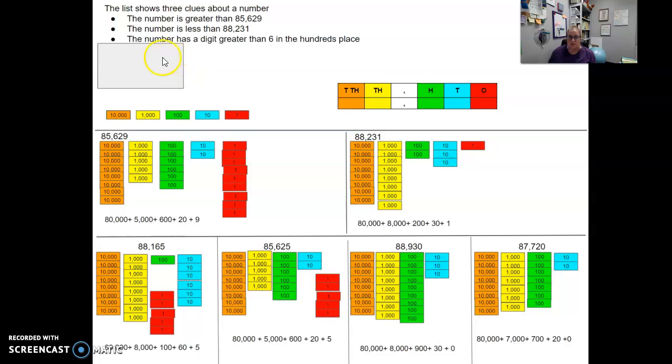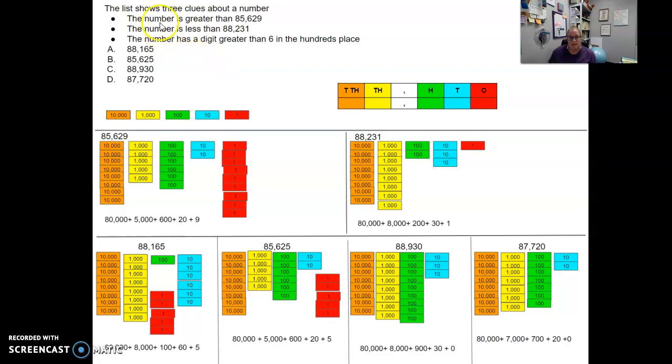Now we're going to actually look at our answer choices, but let's go ahead and look at this question one more time. It says the list shows 3 clues about a number. The number is greater than 85,629. The number is less than 88,231. The number has a digit greater than 6 in the hundreds place. Even though this is still covered up, I really already see all the answer choices right here because we've modeled them. But I'm still going to go ahead and remove my sticky note.